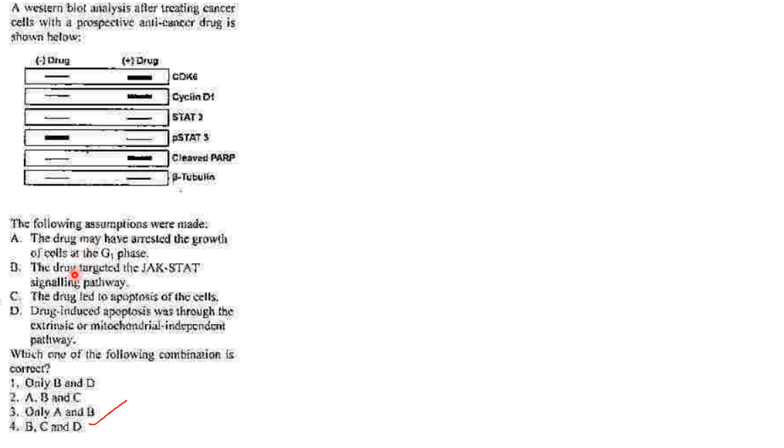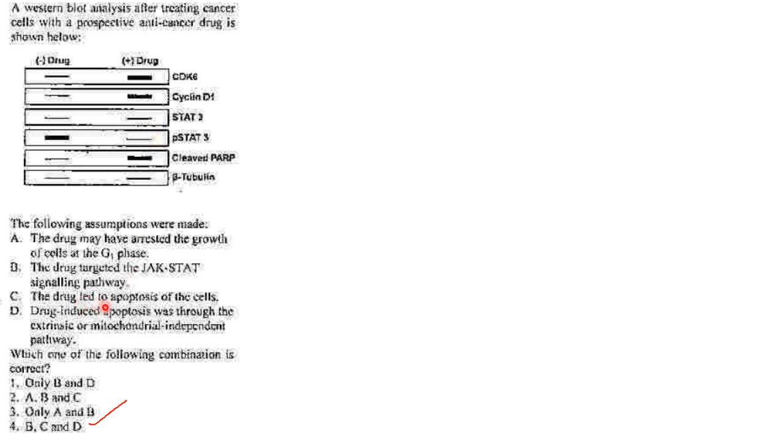The next one. The drug targeted the JAK-STAT signaling pathway. Yes, that could be correct because P-STAT and STAT3 decreased in the presence of the drug. So that could be correct. Option B could be correct. You got only thinner bands with P-STAT3.